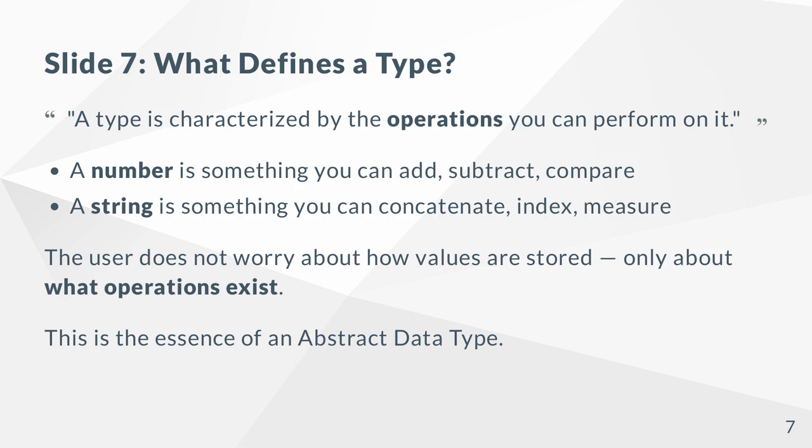Think about a string. What makes something a string? It is something you can concatenate, something you can index into, something you can measure the length of. In an abstract data type, the user does not worry about how values are stored in memory. They only care about what operations exist and what those operations do. This is the essence of the ADT concept. Define the interface, hide the implementation.